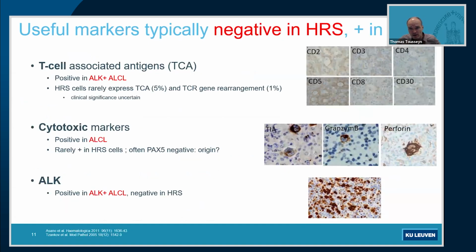I also want to tackle a few markers that are in general negative in Reed-Sternberg cells, and that's because it's of B-cell origin, T-cell antigens should be negative. There are some rare reports of T-cell marker expression in Hodgkin Reed-Sternberg cells, but most T-cell antigens should be negative, as should the cytotoxic markers. So if these are positive, consider other diagnoses, like, for example, ALCL. And particularly if ALK is positive, ALK should not be expressed in Reed-Sternberg cells, of course.